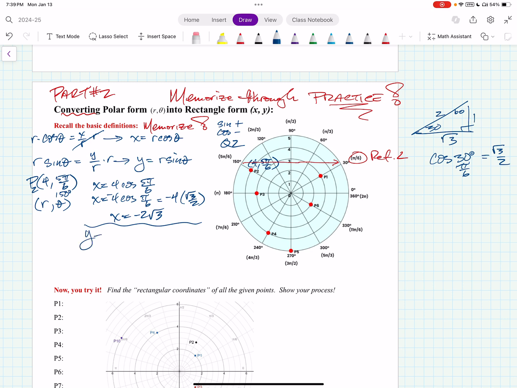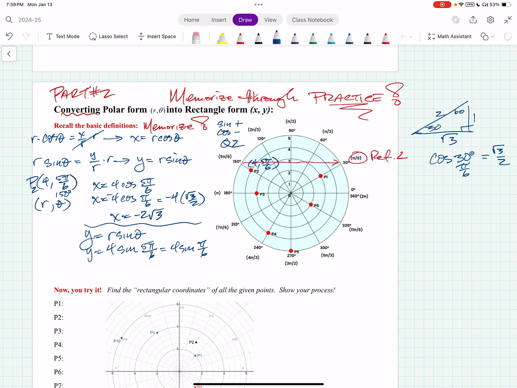Okay. Now y is equal to r sine of theta, and so the radius is 4. So we have y is equal to 4 sine of 5 pi over 6. Now the reference angle is the same, it's pi over 6, and sine is positive in quadrant 2. So this is equal to 4 sine of pi over 6.